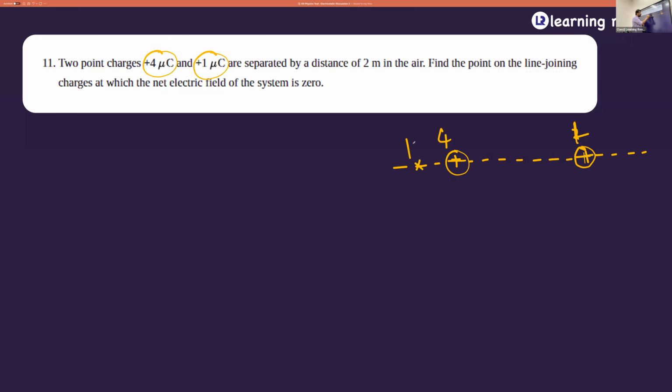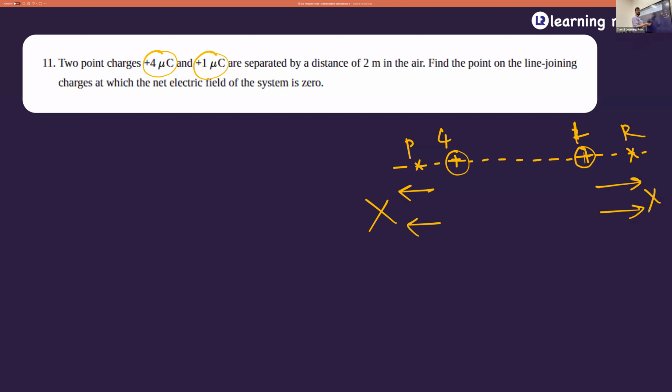If I take this point P, the electric field due to the first positive charge of 4 microcoulomb will be to the left. Due to the second one it will also be to the left. So when two vectors are in the same direction, they never get nullified. So this is not possible. Similarly, if I take the point R here, the electric field due to the 4 microcoulomb is to the right, and the electric field due to the 1 is also to the right. So here also, not possible. So what is the only place where it is possible?